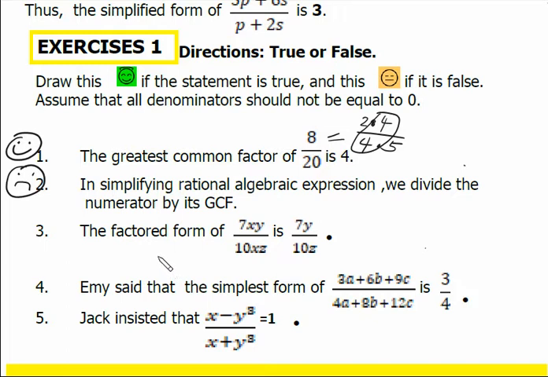Now, number 3, the factored form of 7xy over 10xz. So we can actually cancel out x and x here, giving us 7y all over 10z. Actually, there's something wrong with the word. It should be the simplifying form. But anyway, that's a typo error. So this is a true statement. So we have a smiley face.